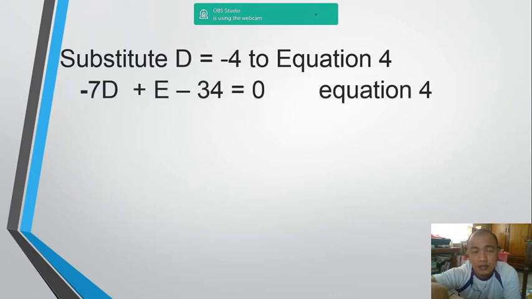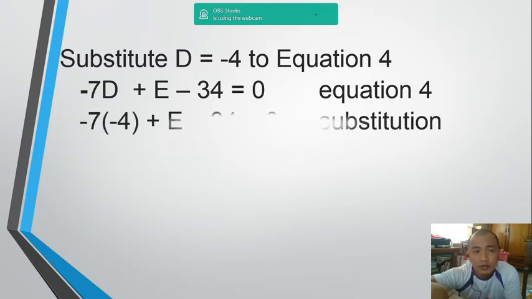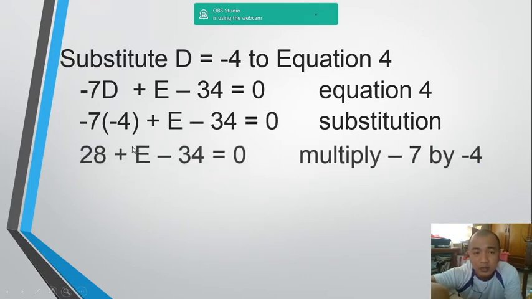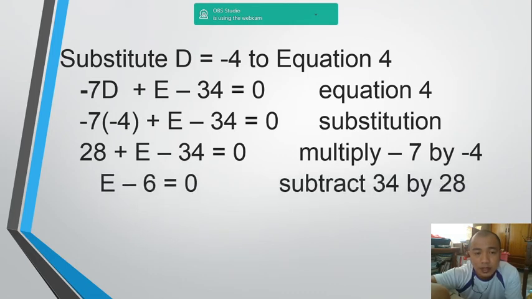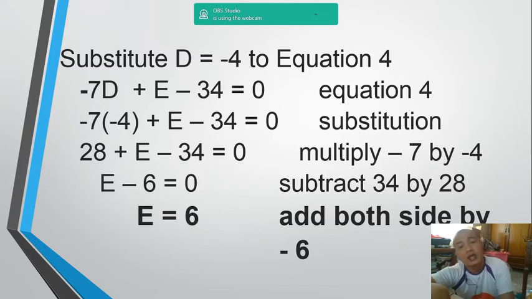Yan. Substitute d equals negative 4. Equation 4, substitute natin yung d ng negative 4. So, it becomes negative 7 times negative 4 is 28 plus e minus 34. Ayun. Then, 28 minus 34 is negative 6. So, e minus 6 equals 0. And then, add both sides by 6. Therefore, e equals 6. Okay, na-solve na natin yung d, ef na lang.